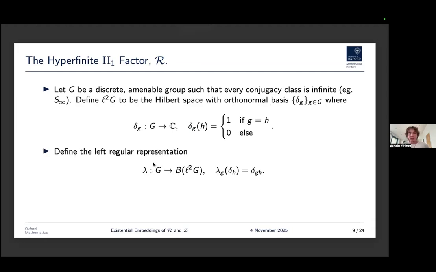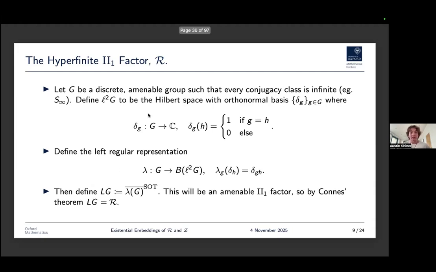We can then define what's called the left regular representation, lambda, going from G to B of L2G. That sends lambda G, which acts on our basis element delta H, just by shifting the basis element to the basis element of GH instead of just H. Then we can define this von Neumann algebra LG: you take your group G, you map it over to B of L2G, you take lambda, and you take a strong operator topology closure. And you get your algebra LG.